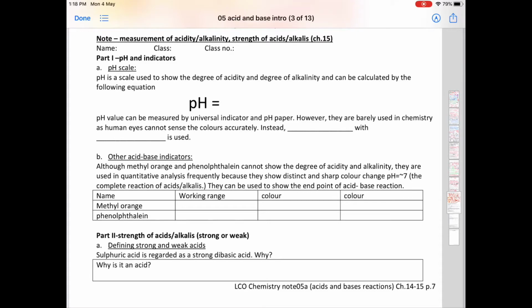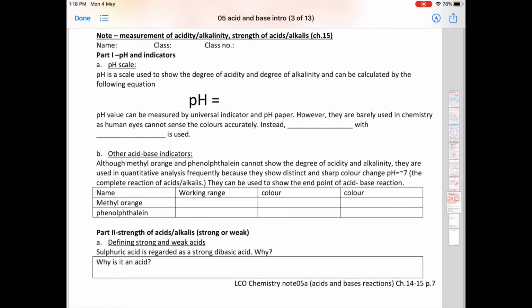In this video, I will talk about the measurement of acidity and alkalinity, and second is the strength of acid or alkali. For the first one, the measurement of alkalinity or acidity, we can measure it by using the pH scale. And pH value comes from the words power of hydrogen. And we just use two letters, P and then capital letter H, to represent the whole term.